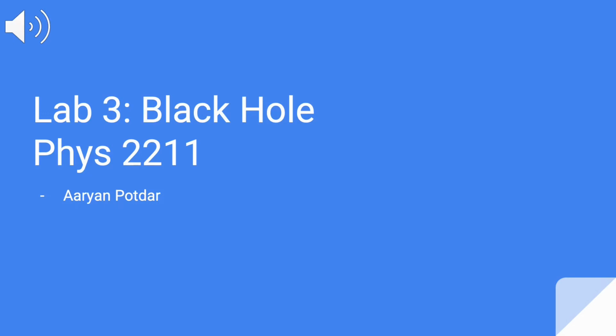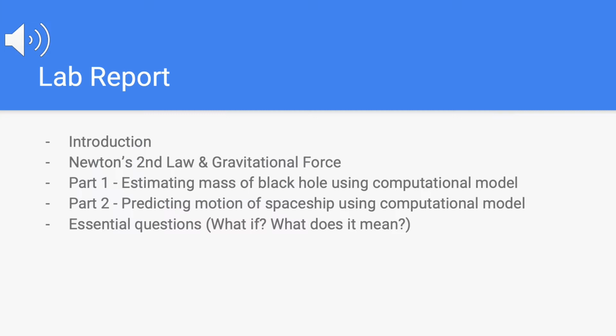This is my lab report for Physics 2211 at Georgia Tech. This lab investigates the universal law of gravitation. First, I'll state the purpose of the lab. Then I'll introduce the system and its surroundings. I'll then explain key concepts such as Newton's second law and gravitational force.